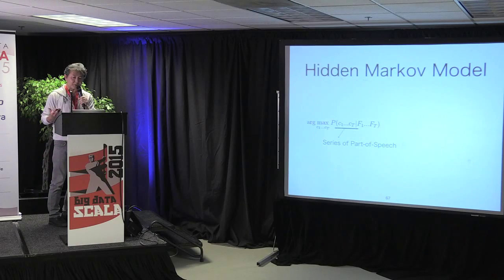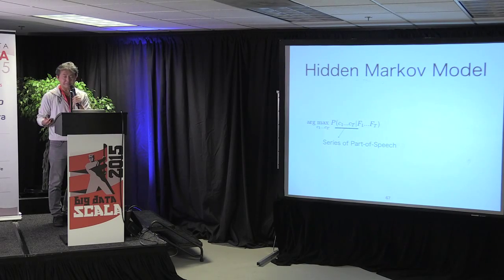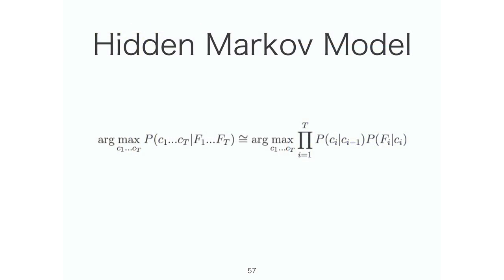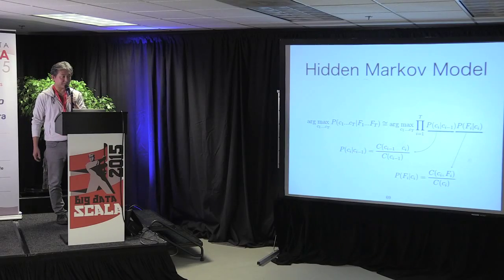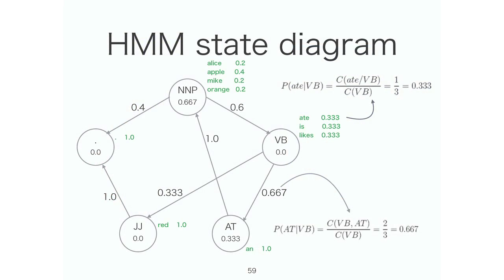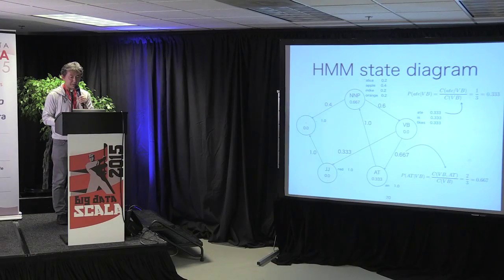As it's difficult to solve this directly, we apply an approximation of HMM on the right side. We have two conditional probabilities here. And we can calculate these conditional probabilities by counting the number of words or even part-of-speech tags in the Lucene index, as we've seen in the previous slide. And if we use our corpus for HMM training, we get this diagram. Numbers in this slide are probabilities. These probabilities can be calculated by applying the same method.